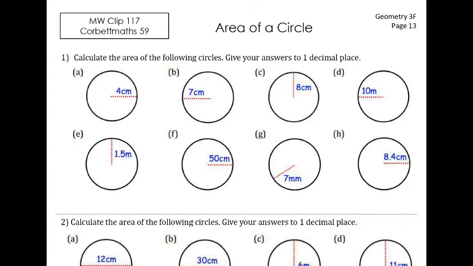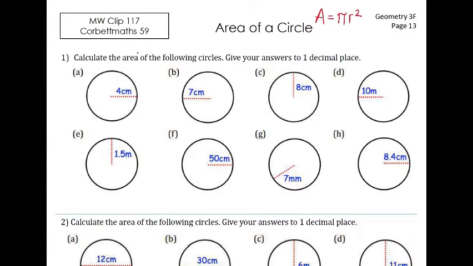Hi guys, we're going to look at the area of a circle in the Geometry 3F pack. This is also a pack page in one of the Geometry higher packs. So the formula for the area of a circle, similar to the formula for the circumference in that it involves pi, but it's not the same obviously. The formula for the area is pi times the radius squared.